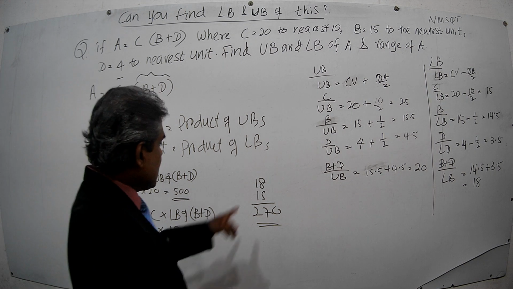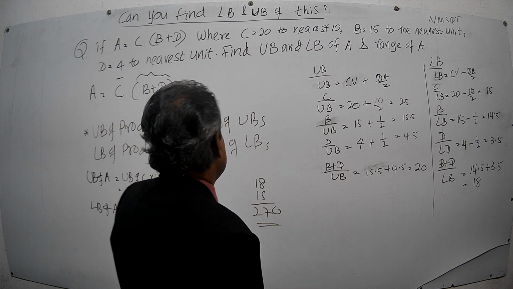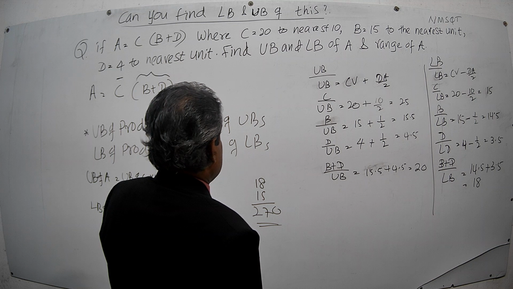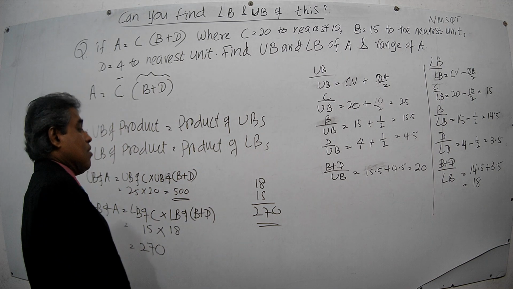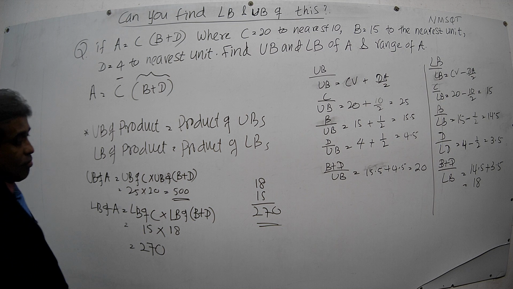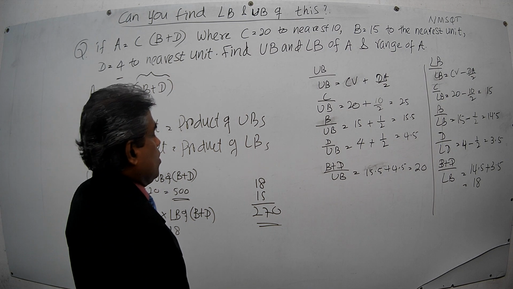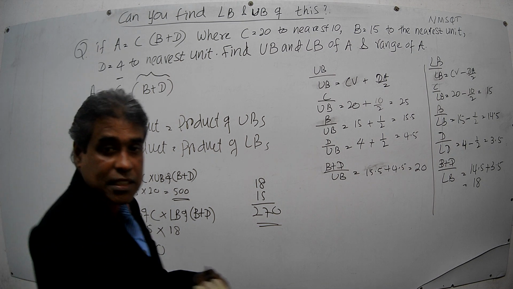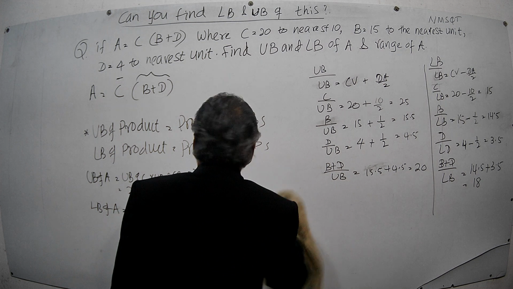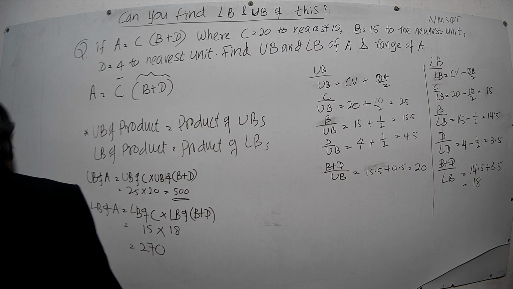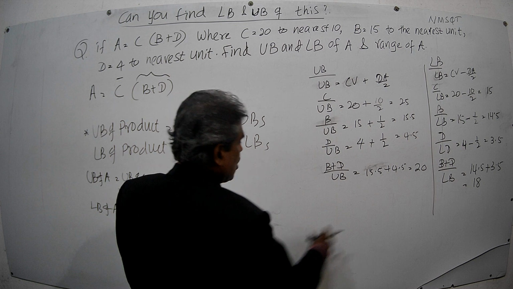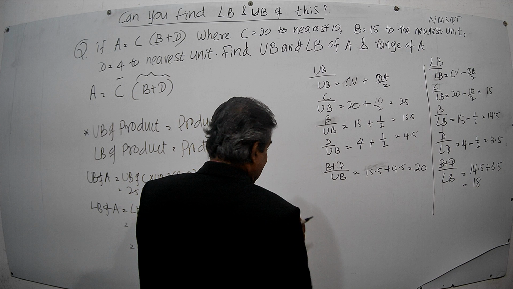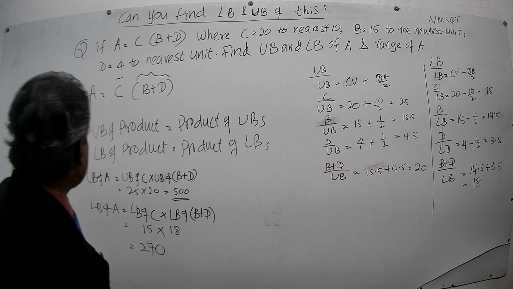Yes, correct. Yes, 270. Then we are going to find the range. There's another part here. That is the range. What is the range? Range is always the lower bound less than or equal to the actual value less than or equal to the upper bound. Then you write that range.